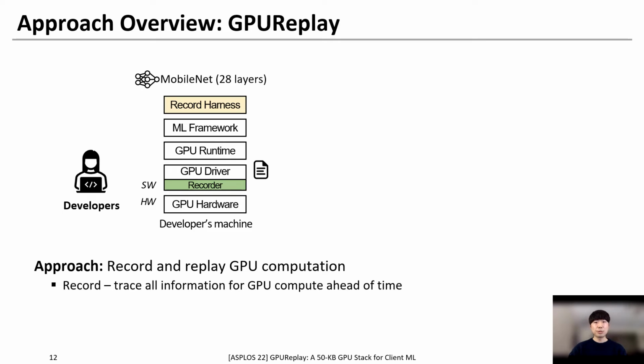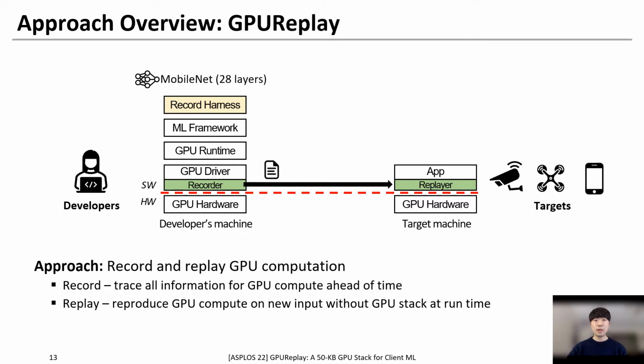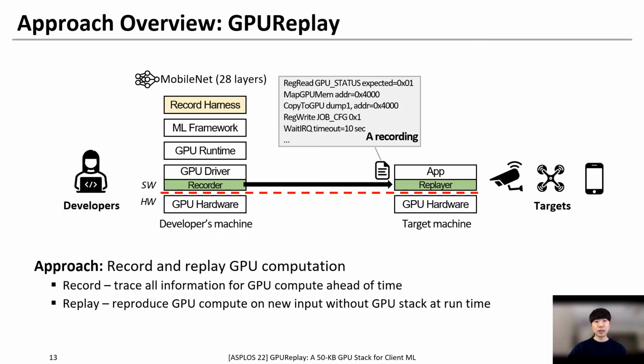So we introduced GPUReplay, a new way to deploy GPU-accelerated computation on mobile and embedded devices. Our approach is based on record and replay of GPU computation. The developers first run a record harness, such as a machine learning application, with the original stack, and trace all the necessary information for GPU computation. The developers then pack all the traces into one, which is called a recording, and ship it to the target machine. Then, a target device runs a replayer which loads and replays a recording.